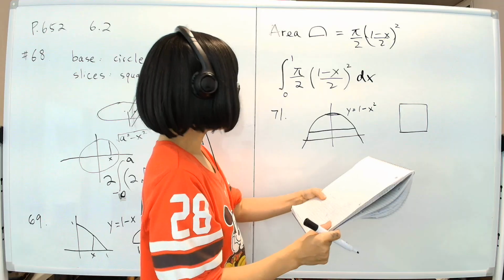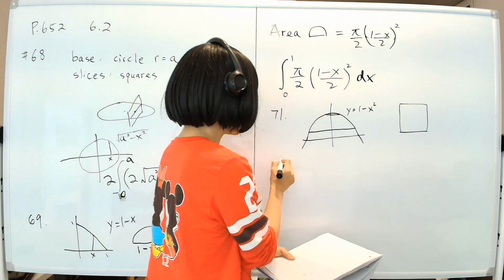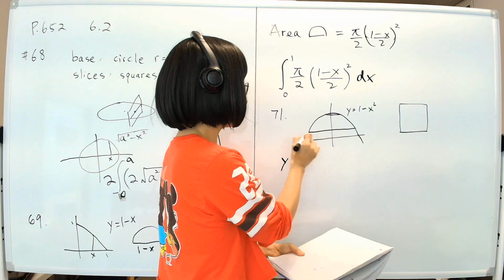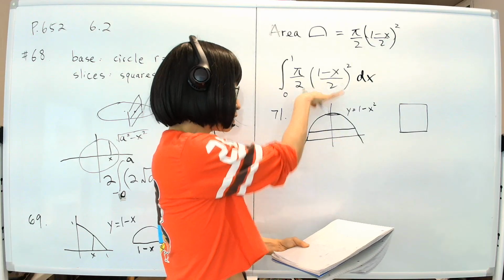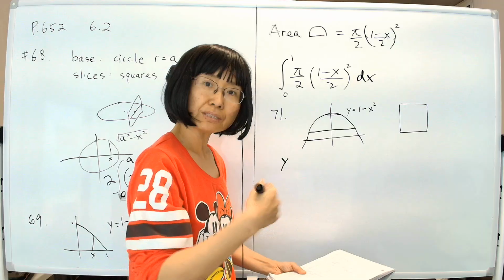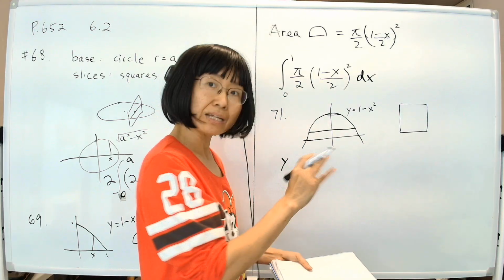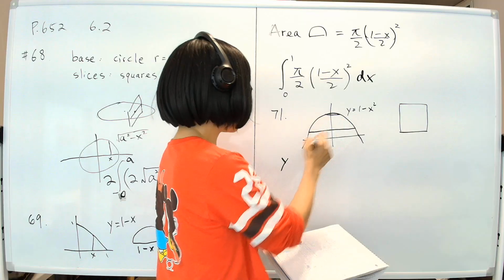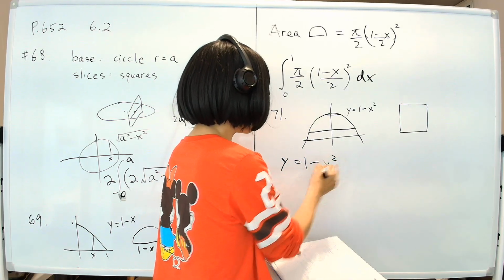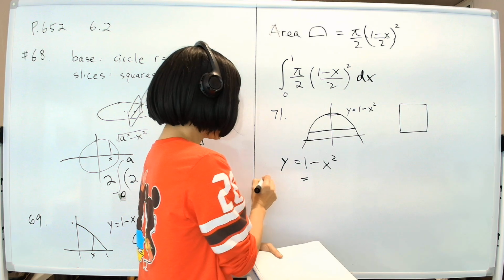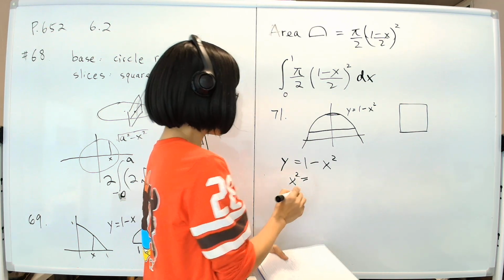To calculate that, we need to express x in terms of y. The slices are going up and down this way, so we're going to do dy. And so to do dy, we need everything in terms of y. So y equals 1 minus x squared, and we're going to solve for x in terms of y.